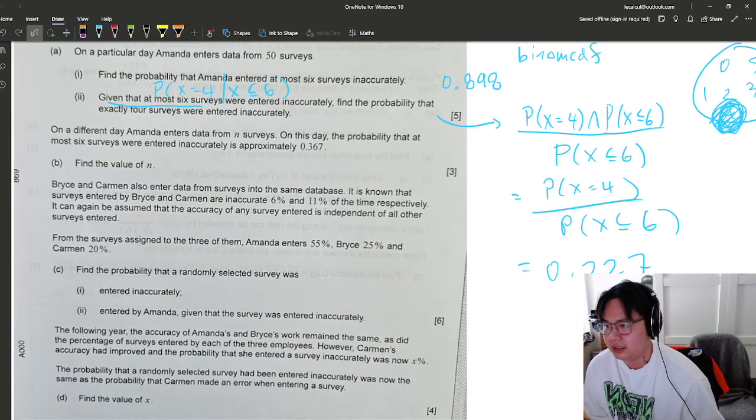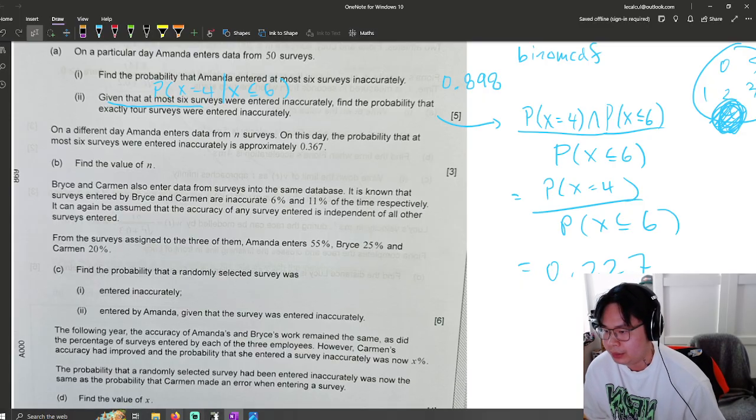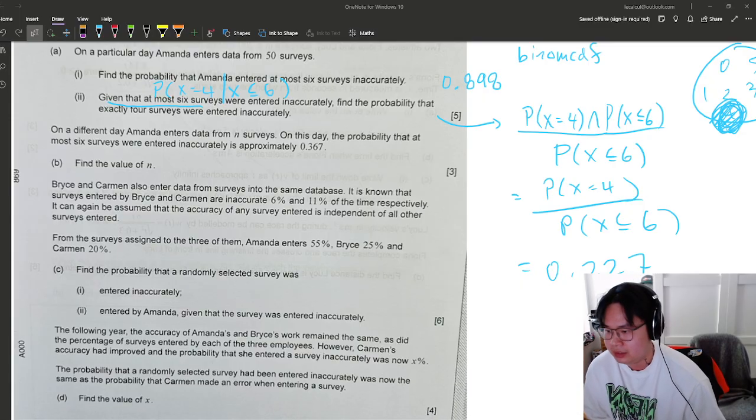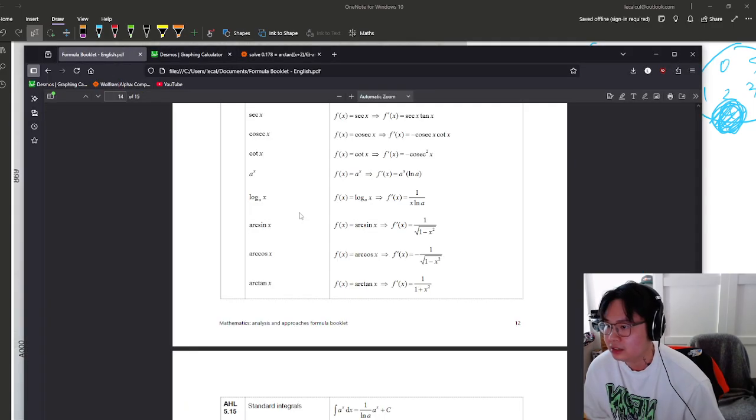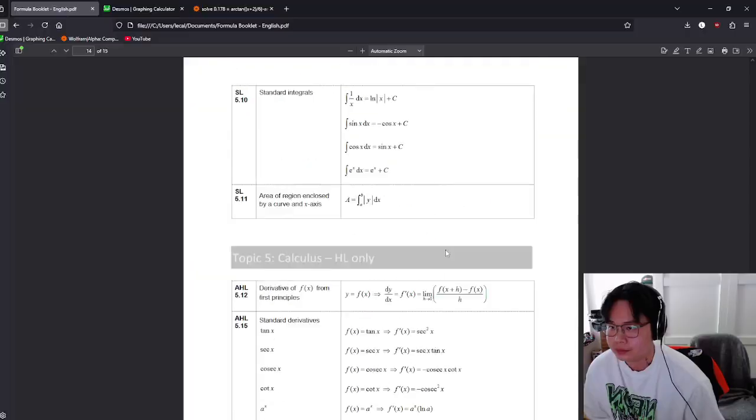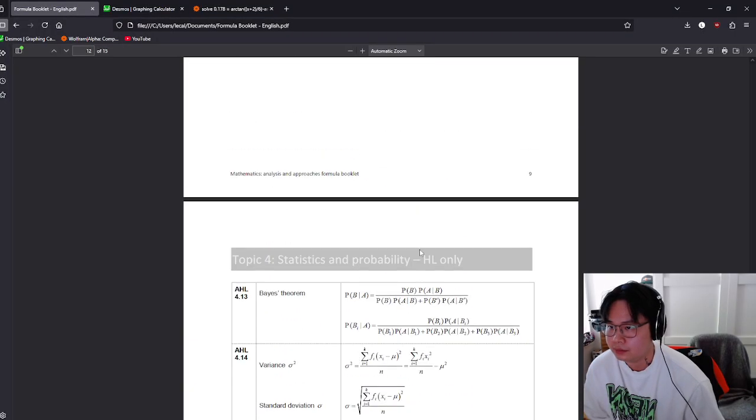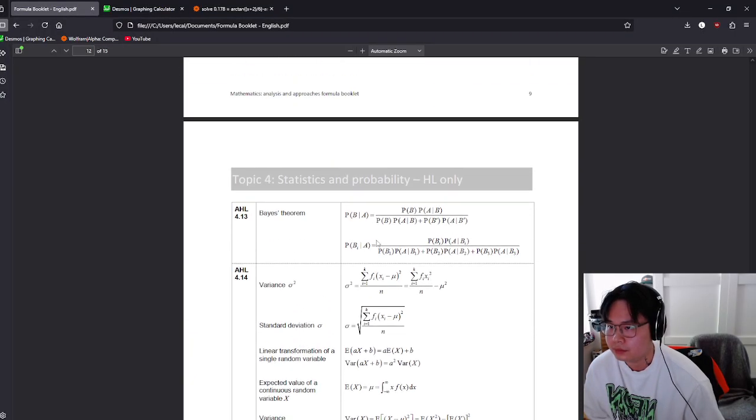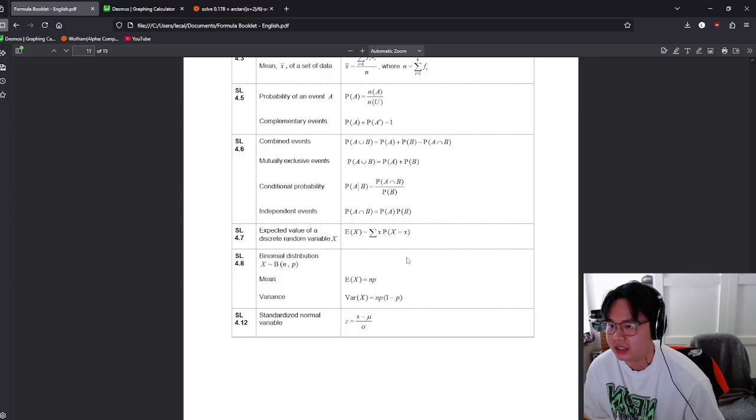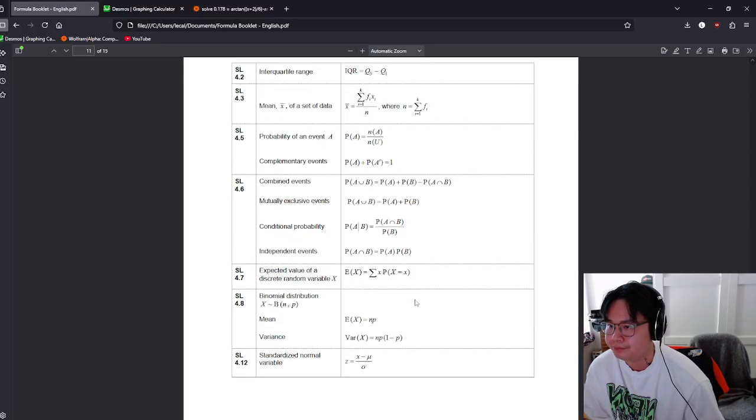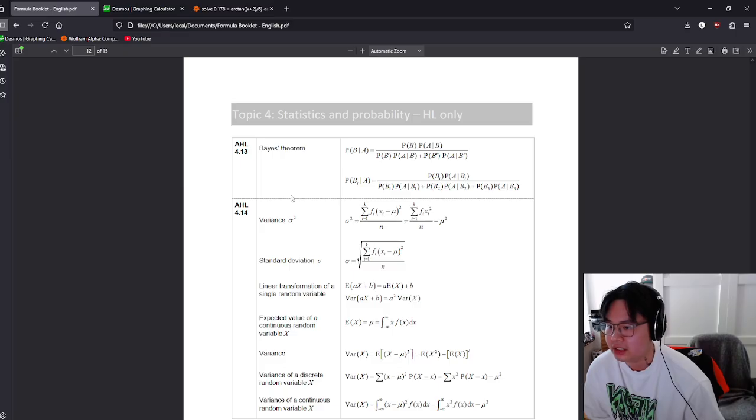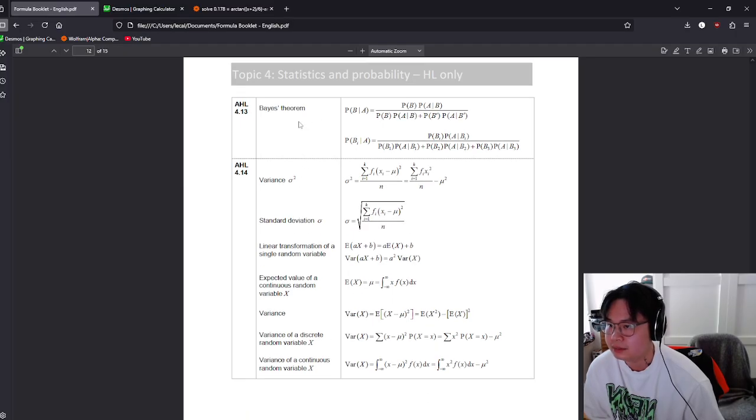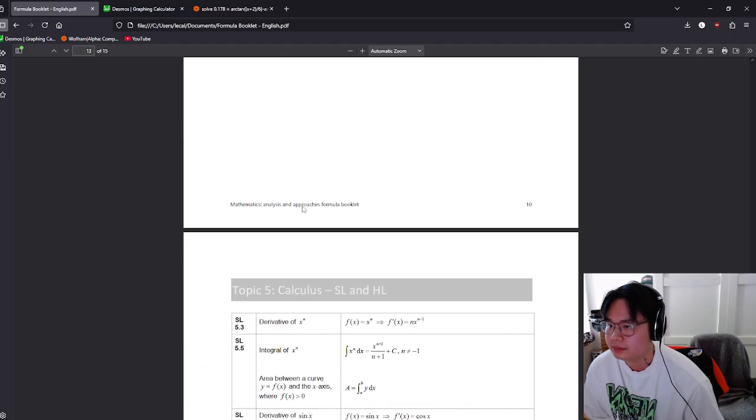We are going to now pull out the actual formula for binomial probability distribution. Which is, wait, SL, no, HL. Where is it?